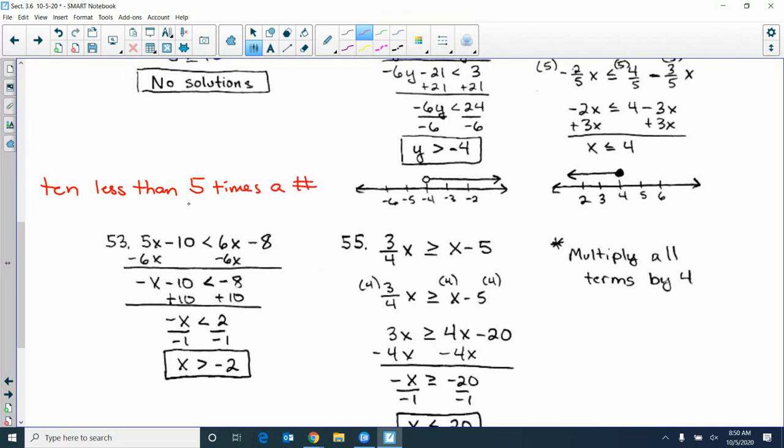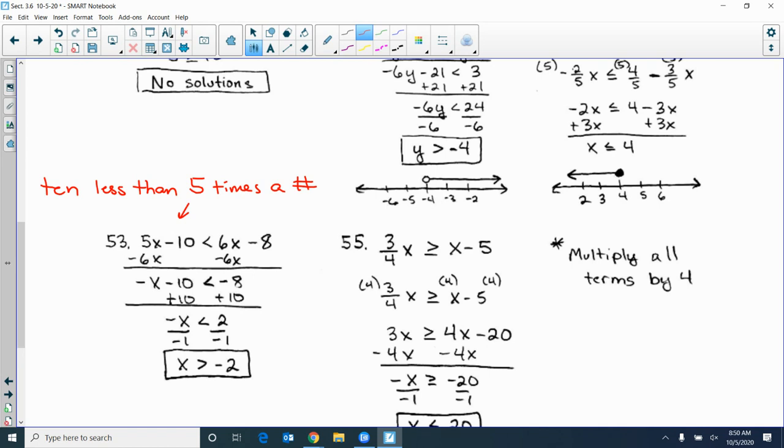So when you got this, "10 less than," this is where you order flips. Five times the number is 5x. You got to make that 5x minus 10 is less than 6x minus 8. And then when we're done, we end up with x is greater than negative 2.